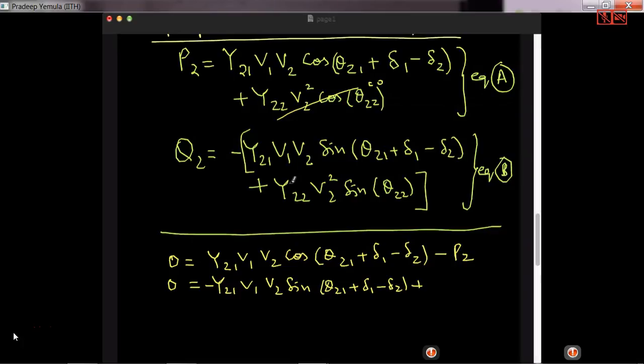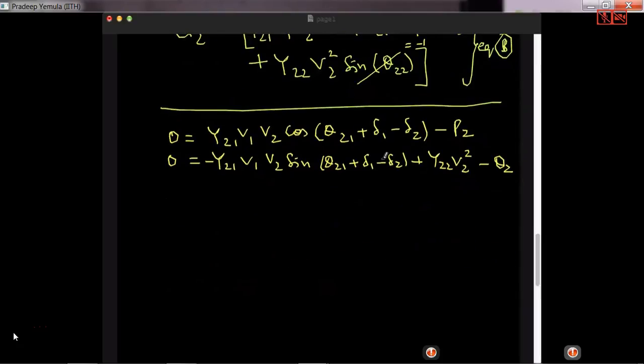plus. So I have this term. This value will be equal to 1, or equal to minus 1 actually, because this is minus 90. But then this minus and this minus will cancel out each other, and this entire thing will become plus. So plus y22 v2 square. And finally q2 comes on this side, so it will become minus q2. So I have two functions now.